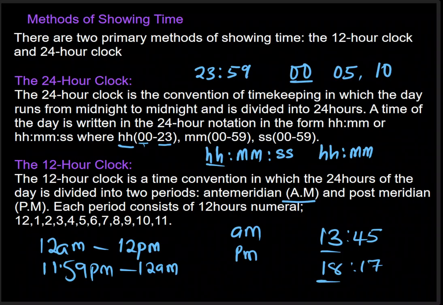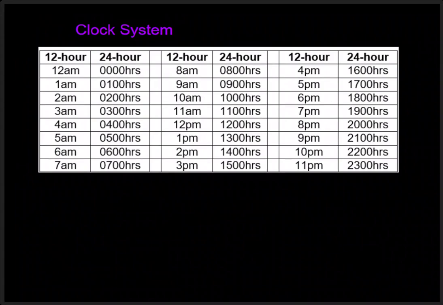The 12-hour clock system does not exceed 12. It is broken down into two segments. So we have 12 hours for AM and 12 hours for PM. Okay, so let's see the clock system on a table.